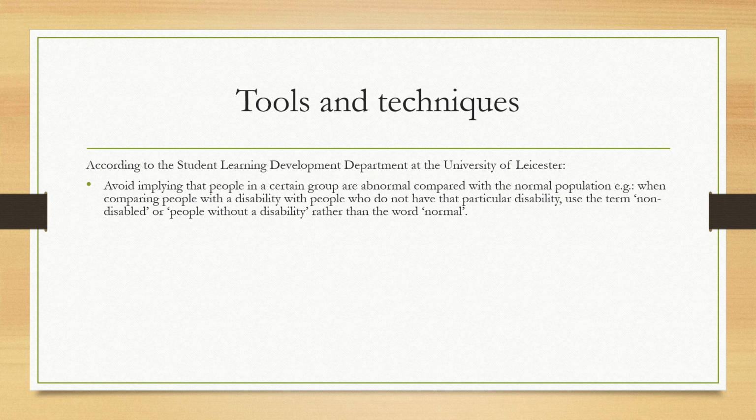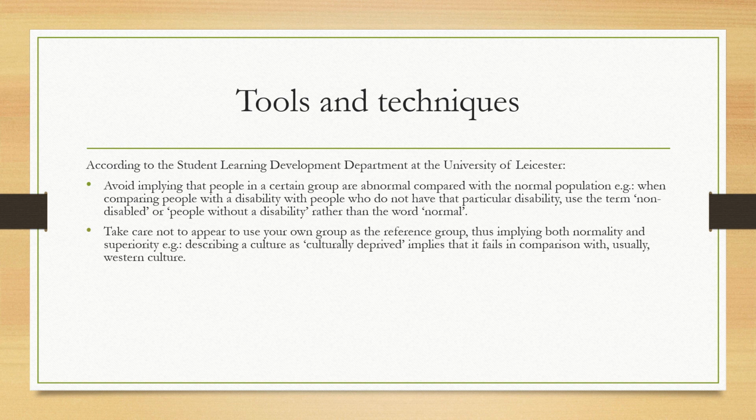So you want to avoid implying that people in a certain group are abnormal compared with a normal population. Example: when comparing people with a disability with people who do not have the particular disability, use the term non-disabled or people without a disability rather than the word normal. Again, what is normal? Are any of us normal in the grand scheme of things? I highly doubt that.